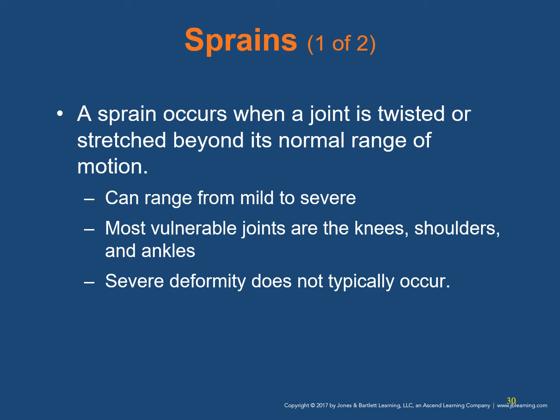Sprains. A sprain occurs when a joint is twisted or stretched beyond its normal range of motion. As a result, the supporting capsule and ligaments are stretched or torn. A sprain should be considered a partial dislocation. Sprains can range from mild to severe. The most vulnerable joints are knees, shoulders, and ankles. After the injury, the alignment generally returns to a fairly normal position. Sprains do not usually involve deformity, and joint mobility is limited by pain but not joint continuity.